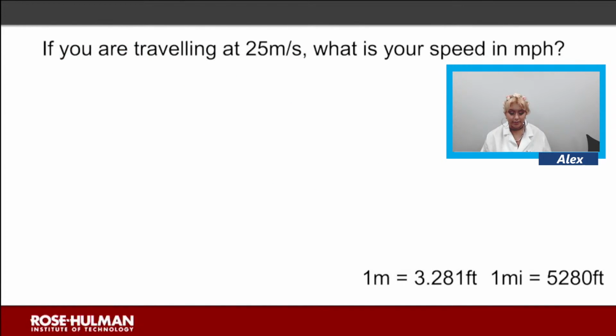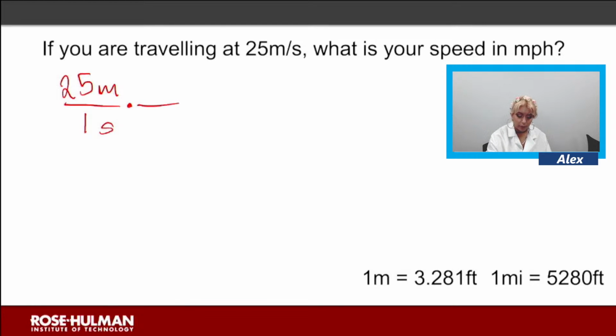So for our next example, if you are traveling at 25 meters per second, what is your speed in miles per hour? So this one, we're going to go in a very similar direction that we did for the past couple ones, except we are going to be going bigger. We are going to be going to miles per hour. So we'll start out with, for every 25 meters, it's traveled in 1 second. And this time, instead of starting with the time, I'm going to start with the distance, with the length.